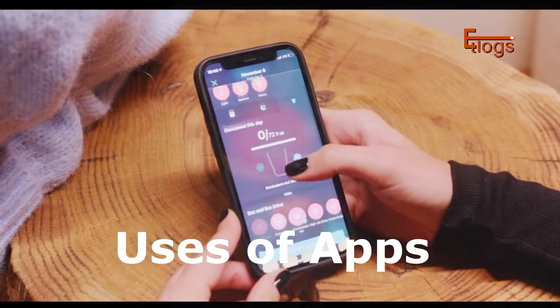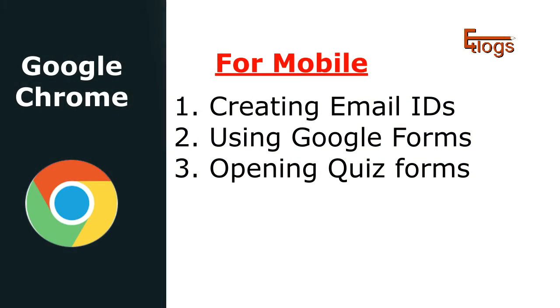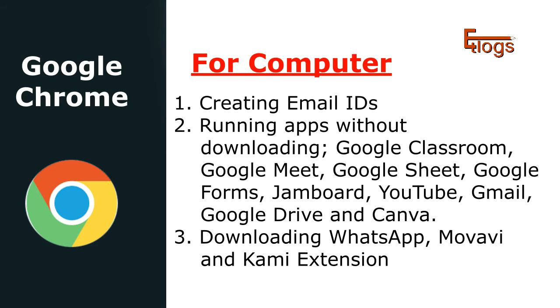Google Chrome. For mobile phone: creating email IDs, using Google Forms, and opening quiz forms. For computer: creating email IDs, running apps without downloading, Google Classroom, Google Meet, Google Sheet, Google Forms, Jamboard, YouTube, Gmail, Google Drive, and Canva. And third, downloading WhatsApp, Movavi, and Kami extension.